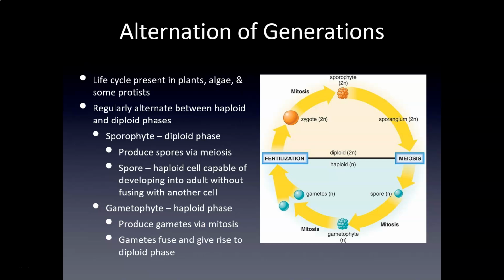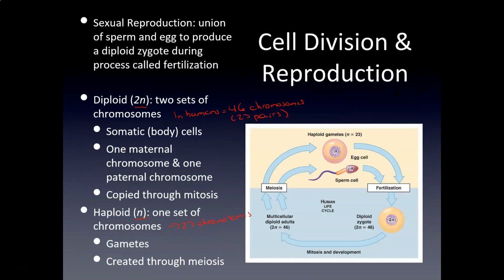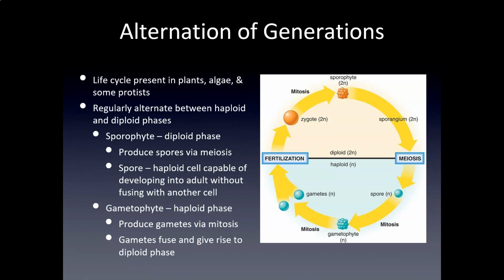So speaking of the fact that there are different life cycles out there, if I go back here, this is the basic life cycle of a human. Most of our life cycle is spent as a diploid cell. Most of the cells in our body are diploid, and we're using mitosis to produce them. The gametes only get produced when it's time for fertilization or time for the production of offspring. But not every organism exists that way.